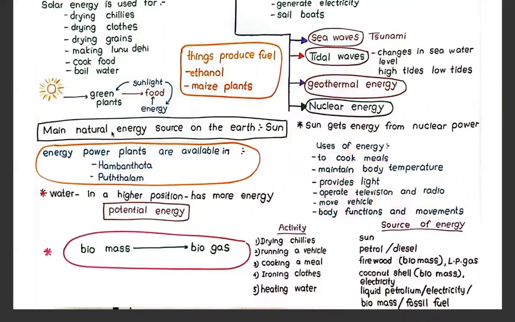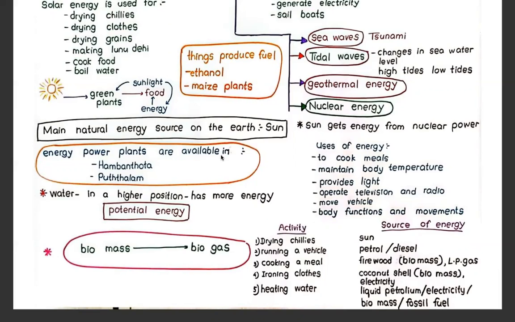Then the main natural energy source on the earth is the sun. The main natural energy source on the earth is the sun. Energy power plants are available in. Now we had so many power cuts. Then people try to arrange electricity. They try to give us electricity using power plants, energy power plants.